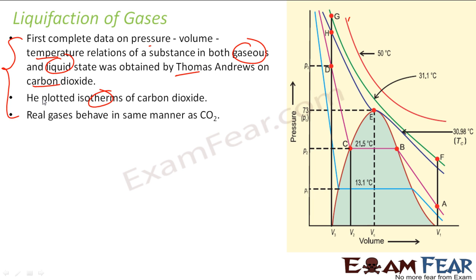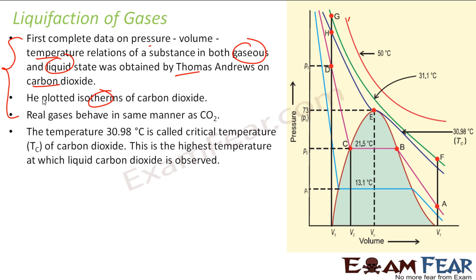I'll explain. So this was a job done by Thomas, and you observe that 30.98 degrees Celsius, please note degrees Celsius, is the critical temperature of carbon dioxide, because this is the highest temperature at which liquid carbon dioxide was observed. So if he maintained the carbon dioxide at 50 degrees Celsius, he found that the carbon dioxide is always gas. So if he changed the pressure and volume, the carbon dioxide is always gas.